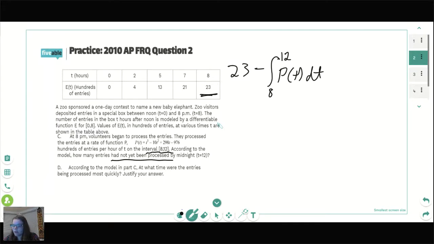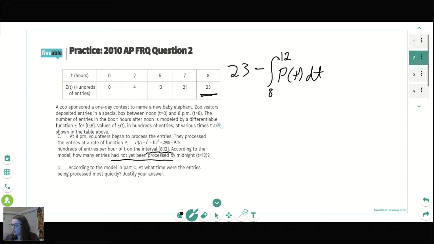Okay, so we've got to take an integral from 8 to 12 for P of t. And then we're going to take 2,300, which was our total, and subtract that from it. Now, again, remember I said this problem is a calculator question. We could definitely find this integral by hand if we wanted to, but you can absolutely just plug P of t into your calculator and solve for it.